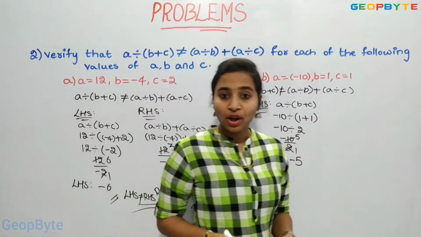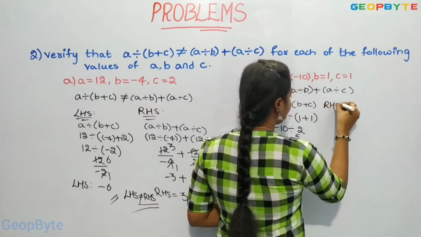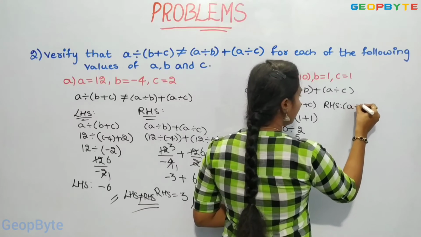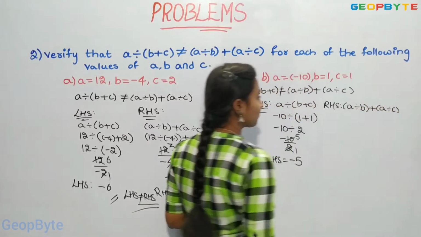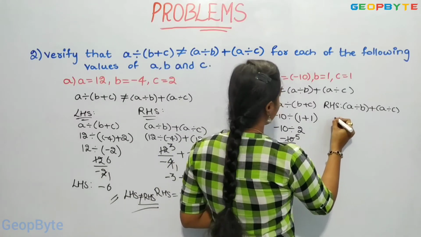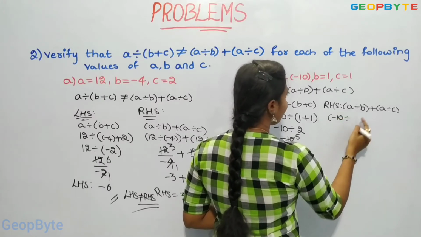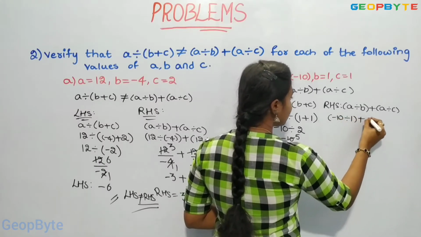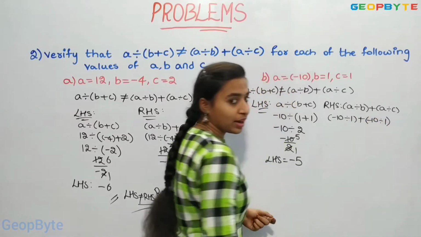Now let us solve RHS. We have A divided by B plus A divided by C. Now we will solve these numbers. Minus 10 divided by B is 1 plus minus 10 divided by C as 1.